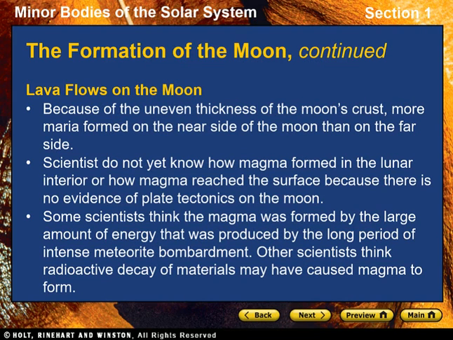Scientists do not yet know how magma formed in the lunar interior or how the magma reached the surface. There is no evidence of plate tectonics or convection currents in the moon's mantle, so the magma must have formed in some other way. A large amount of energy would have been needed to produce the magma in the upper layers of the moon. Some scientists think this energy may have come from a long period of intense meteorite bombardment. Other scientists think that radioactive decay of materials may have also heated the moon's interior enough to cause magma to form. Scientists agree that the lava flows ended about 3.1 billion years ago when the interior cooled completely.